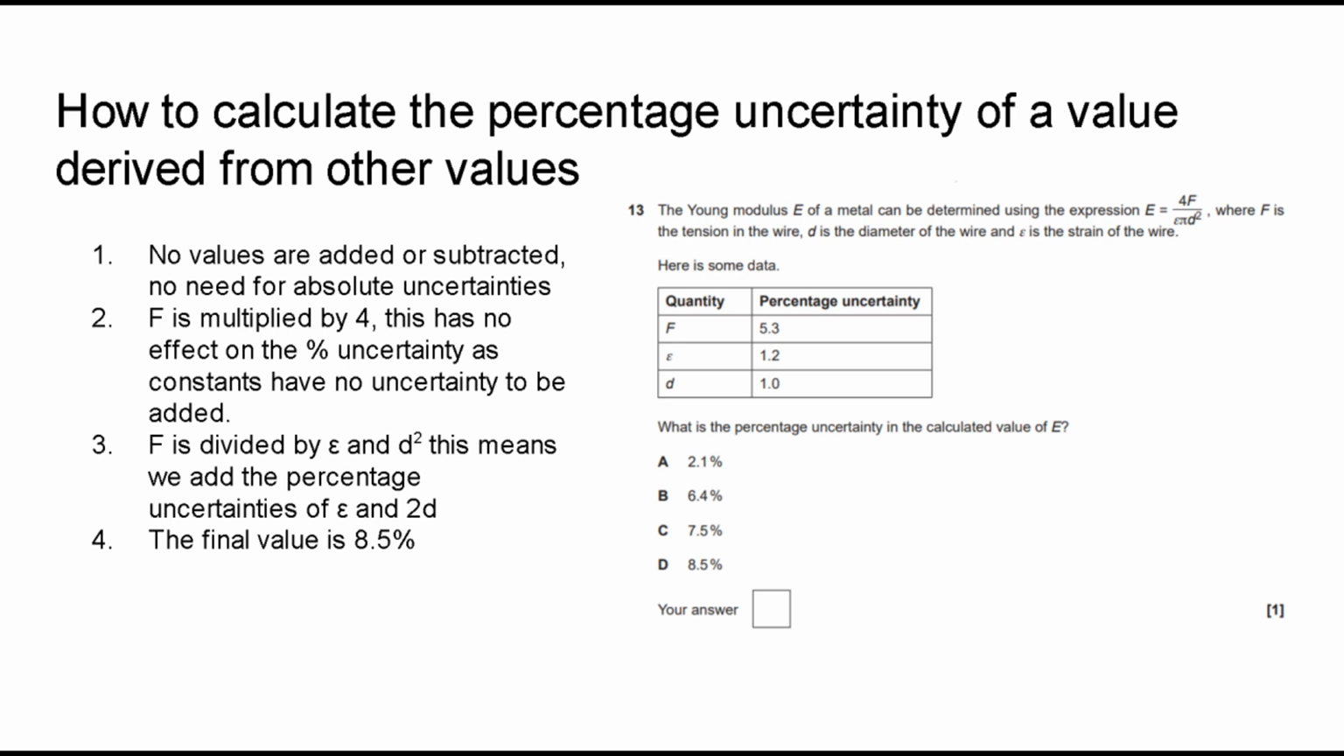Moving on to what f is divided by, we add the percentage uncertainty of epsilon and d squared. Since we know that d squared is equal to double the quantity of d, it goes up from 1 to 2, as we calculated earlier. This means that the final value of the percentage uncertainty of E is 8.5, which is answer D.